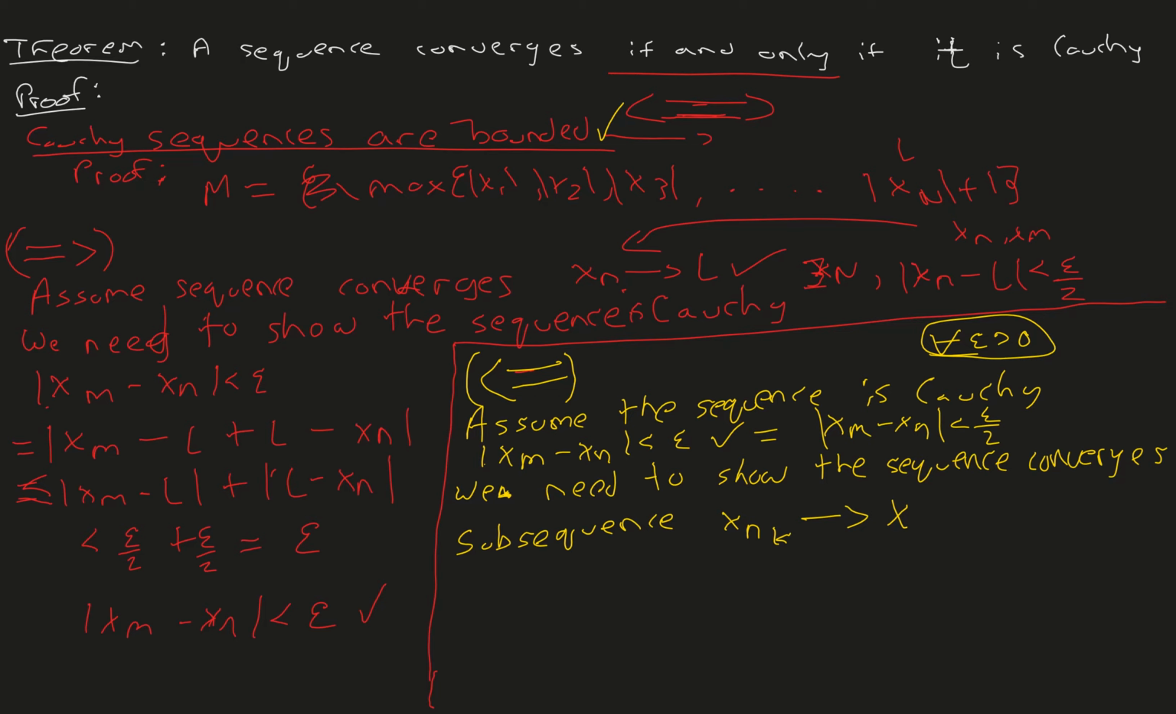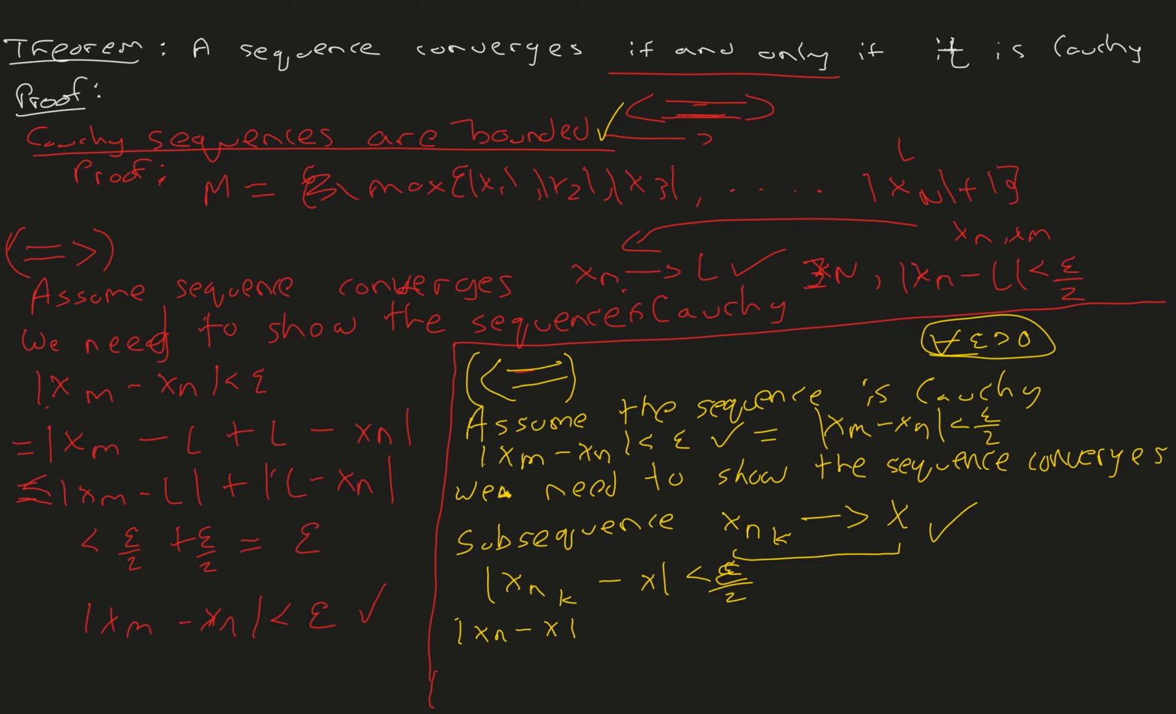So we can also say that since we know xnk converges to some limit x, we can make it as small as we like. We can say xnk minus x is also less than epsilon over 2, since we're guaranteed that it converges to x. So we need to show the sequence converges, and to show that a sequence converges to a certain limit, we need to show xn minus x is less than epsilon.